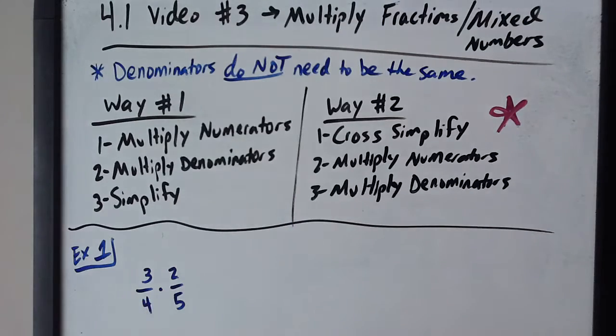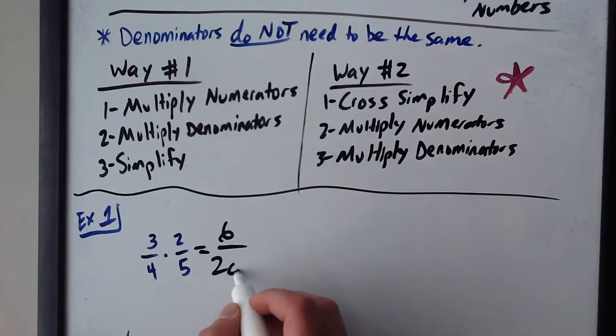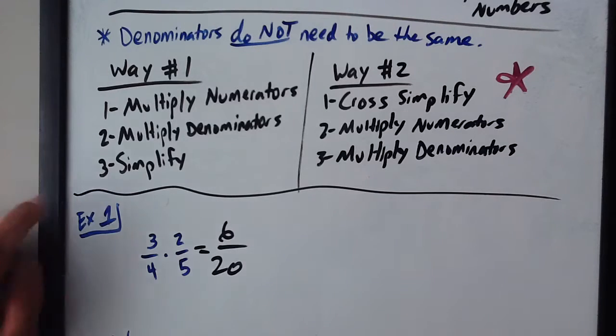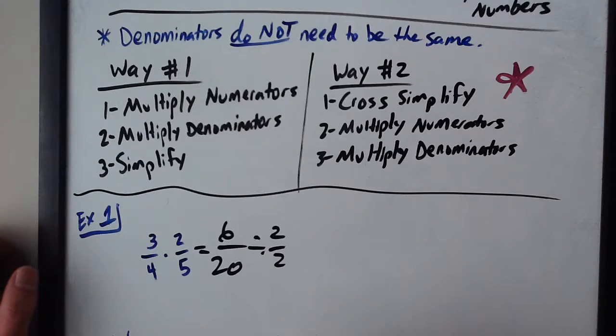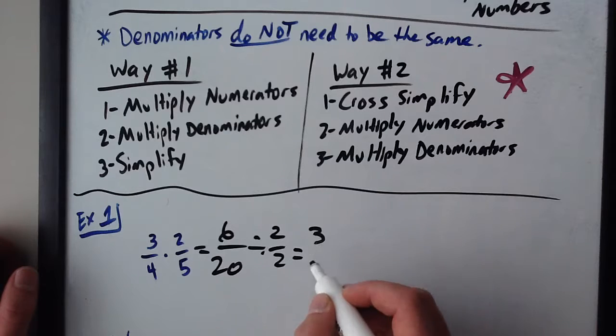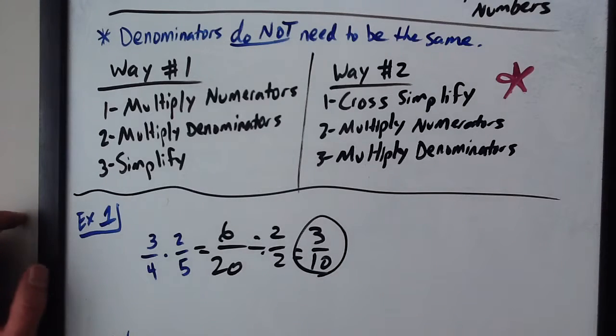Okay, so here's example number 1, which I'll do. We have 3/4 times 2/5. Remember that dot means multiplication. So here's way number 1. Let's multiply the numerators, so the numbers on top. 3 times 2 is 6, and on the bottom, 4 times 5 is 20. So 6/20. But now, step 3, I must simplify. 6 and 20 are both even, so let's divide by 2/2. And I get 6 divided by 2 is 3, and 20 divided by 2 is 10. So 3/10 would be my answer.